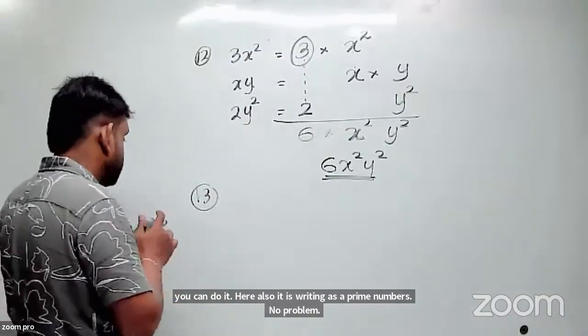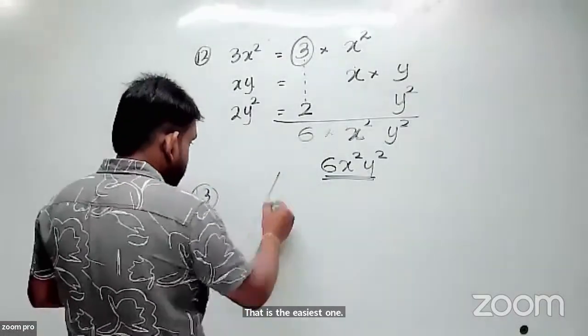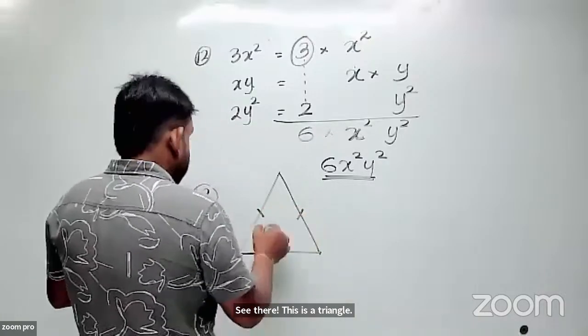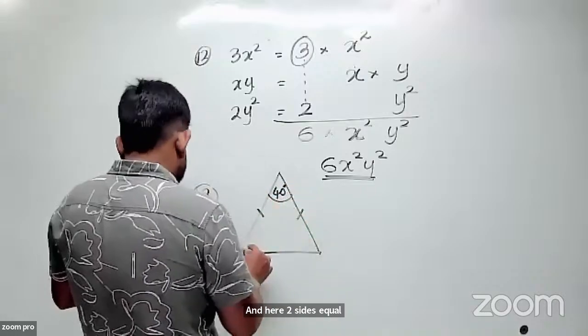13. Find the value of x. See there, this is a triangle, and here two sides are equal, and here 40 degree, and here x.